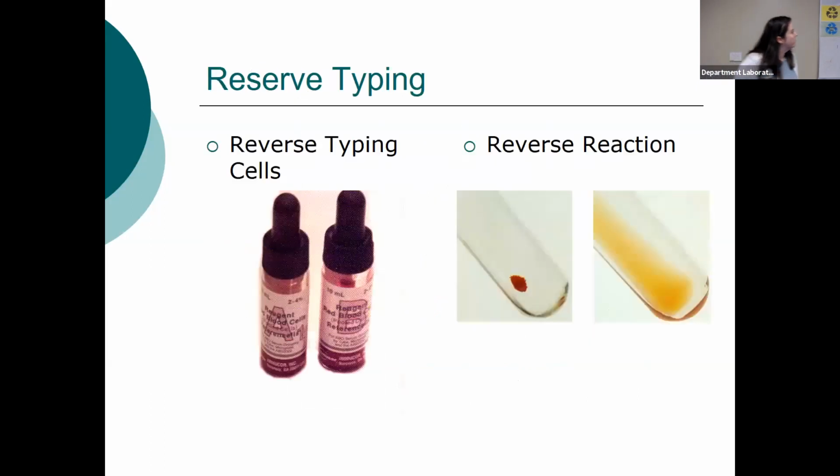So here's what your reverse typing cells look like. You have A1 cells and B cells. These are actual donor red cells that the commercial facility, the vendor, collected and processed. The antigenic profile is known, so we know these are A cells and we know these are B cells. And then when we mix with patient plasma, we can look for agglutination.